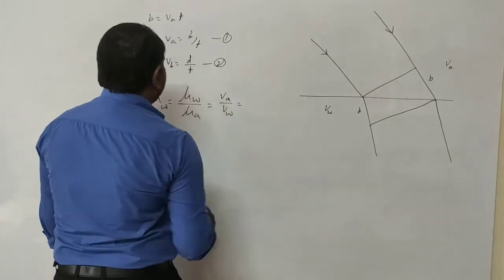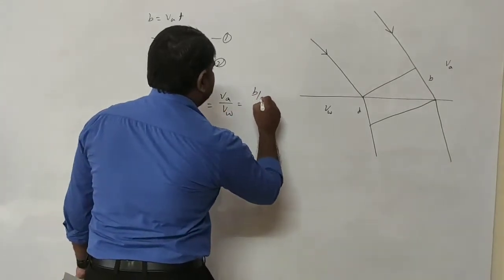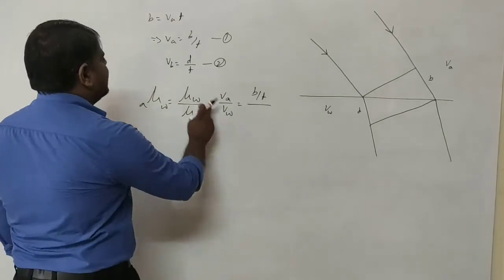Now substitute the values here. VA means B by T, by VW means D by T.